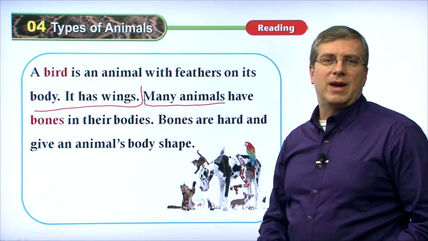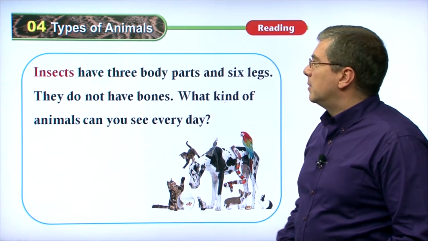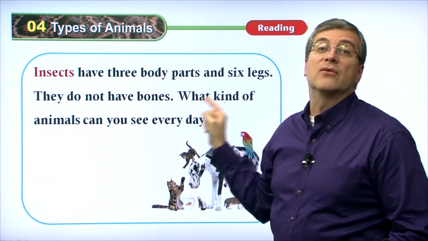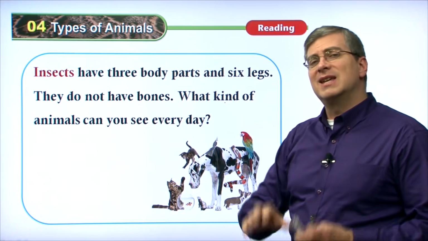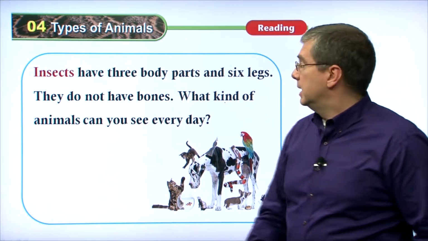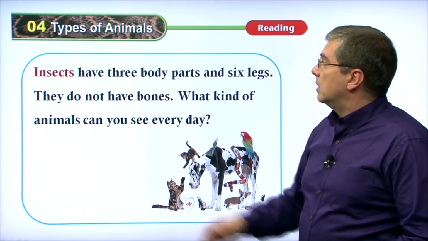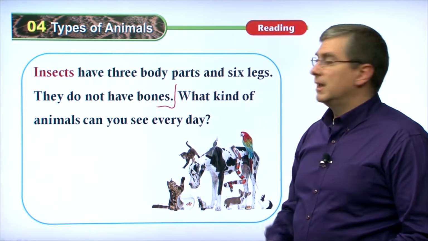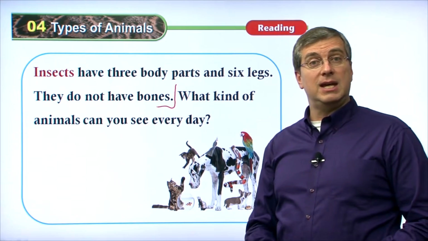We've got one more group of animals to talk about that don't have bones, and that's probably why we put bones in here, right? Because insects have 3 body parts, 6 legs. They do not have bones. So we put the information about bones before we put in insects, because insects are different from all other types of animals. They don't have bones. Instead, they have a hard shell on their body. So we have covered all of the different types of animals up to that point, and we finish up with a question: what kind of animals can you see every day?